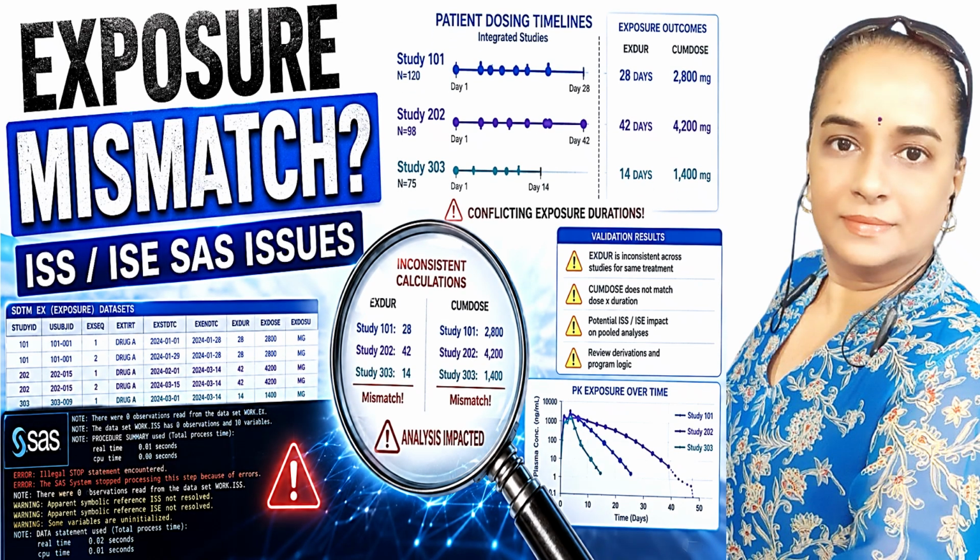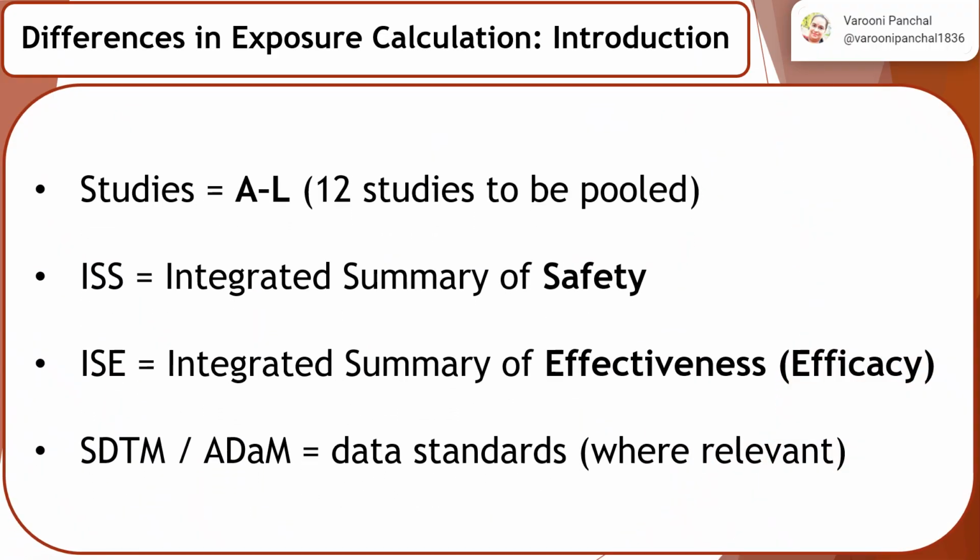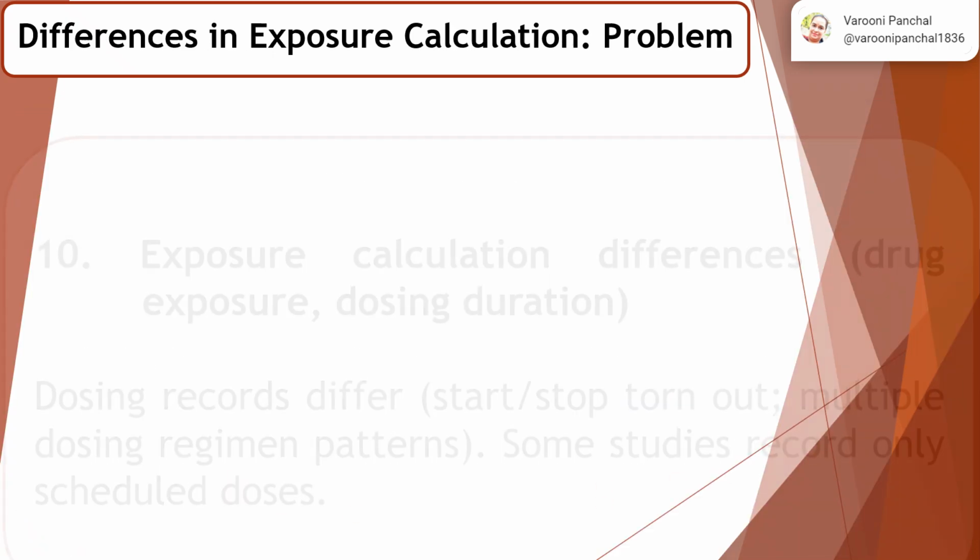Differences in exposure calculation in ISS and ISE studies. We consider 12 individual studies to be pooled into one single ISS and ISE study. ISS stands for Integrated Summary of Safety. ISE is Integrated Summary of Effectiveness, or Efficacy, with SDTM and ADaM data standards wherever relevant.